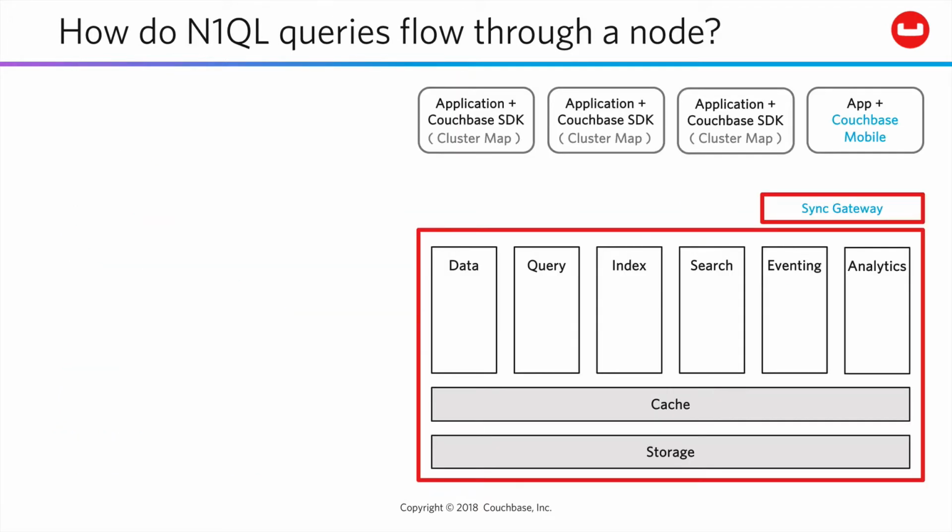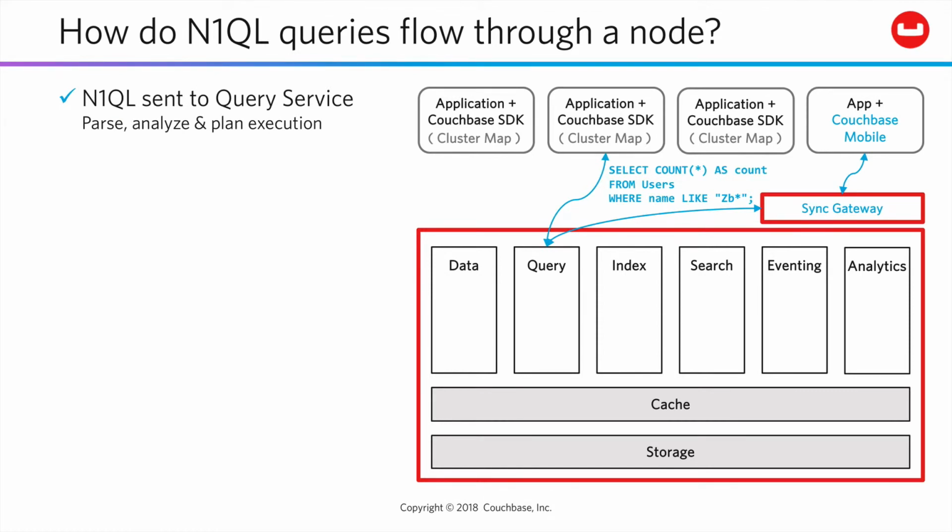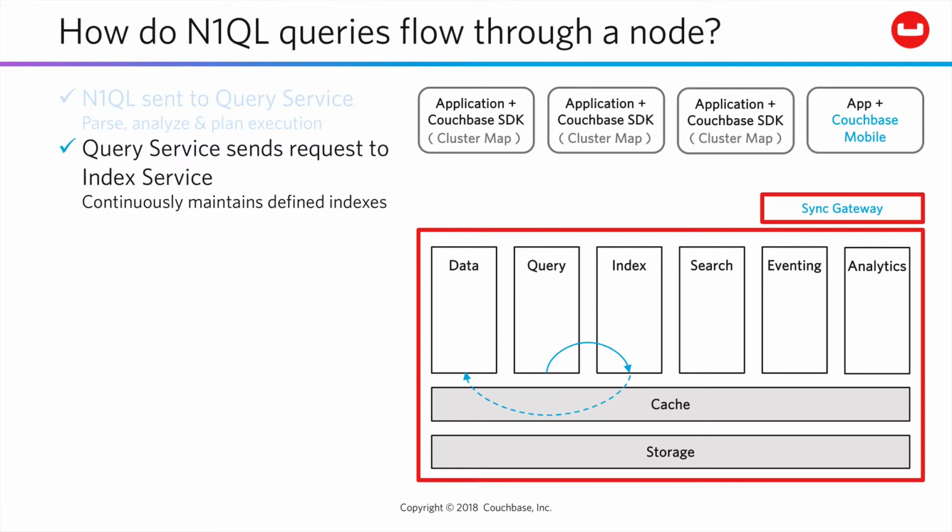Let's look a bit further at how Nickel queries operate. First, your application passes a Nickel query to the cluster through the SDK. The query service parses the query, analyzes it, and plans the execution. The query service then requests an index from the index service.